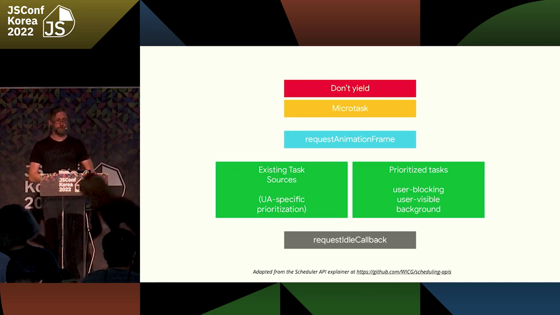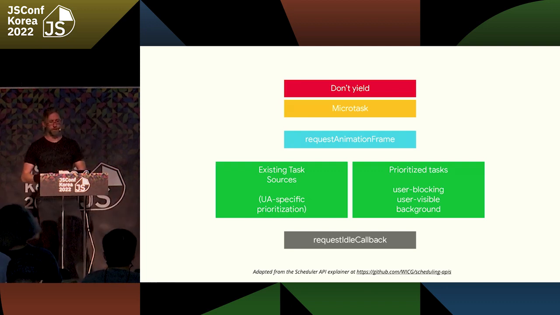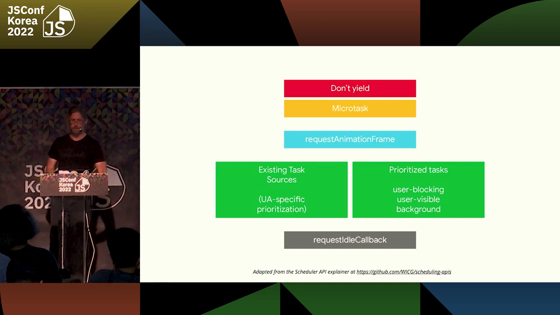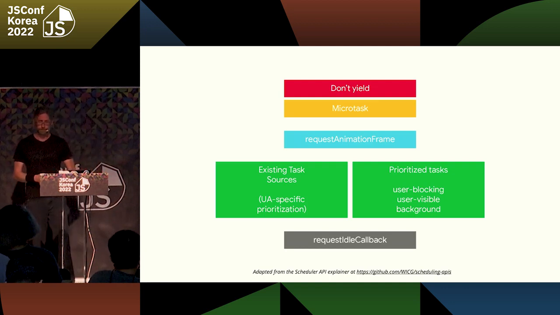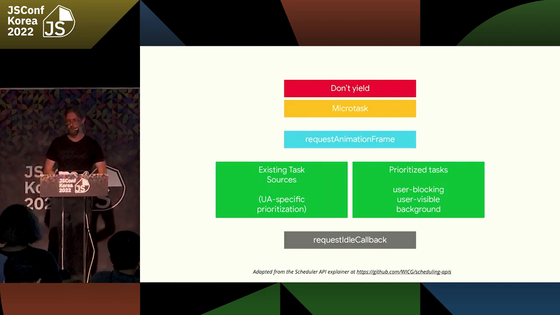The first is user-blocking, which is for critical work that must run at high priority. Think of this priority as best for interactions that need to be processed as soon as possible. There is user-visible, which is for medium priority work that may result in visual changes to the user interface, but maybe isn't strictly critical. And then there is background, which is for low priority work. Think things like analytics collection and beaconing and things that the user doesn't really see or care about.